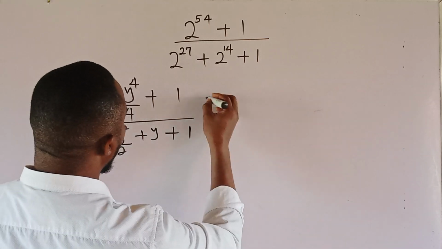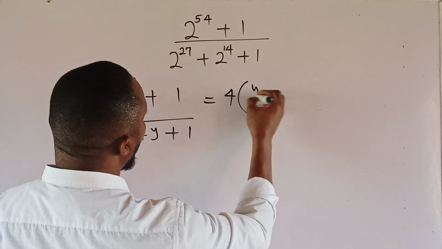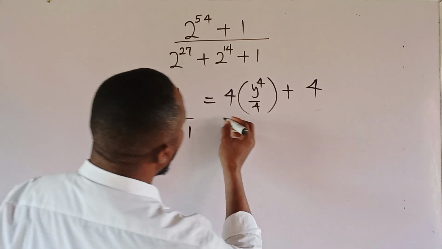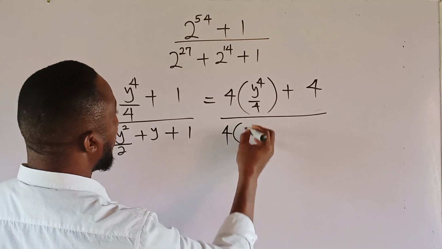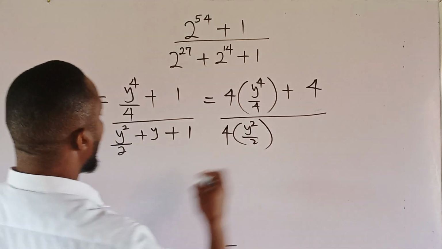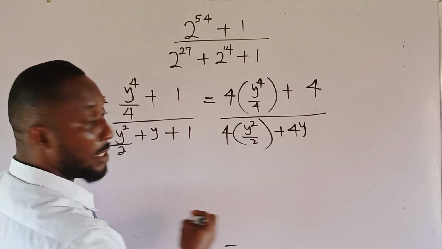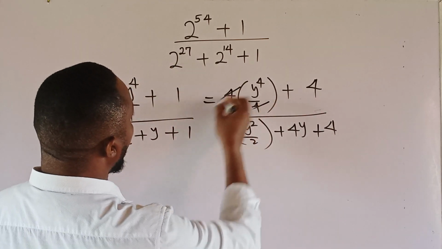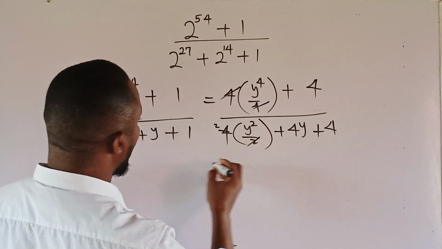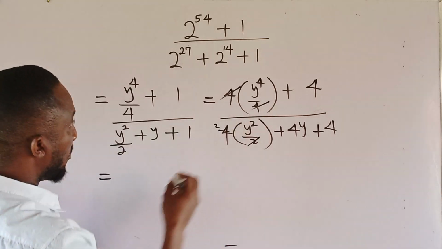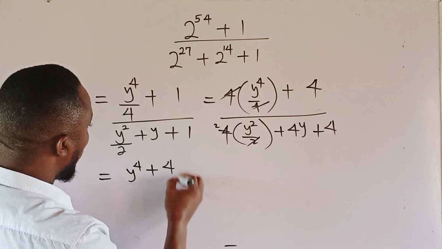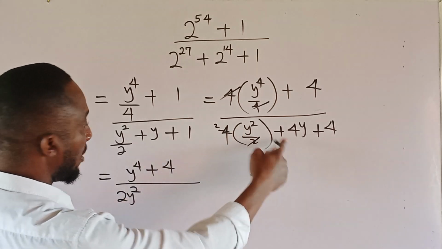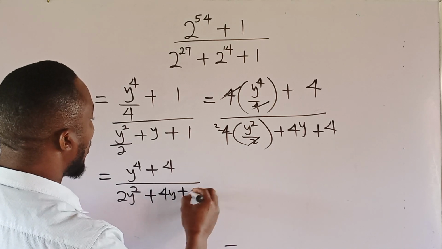So if I multiply, that would be 4 multiplied by y to the 4th all upon 4, plus 4 times 1, that's 4, all upon 4 multiplied by y squared upon 2, then plus 4 multiplied by y, which is 4y, then plus 4 multiplied by 1, which is 4. So 4 will cancel out here, and 2 divides into 4 to give 2. So this expression becomes y to the 4th plus 4 all upon 2y squared plus 4y plus 4.